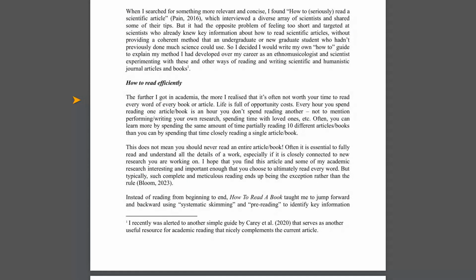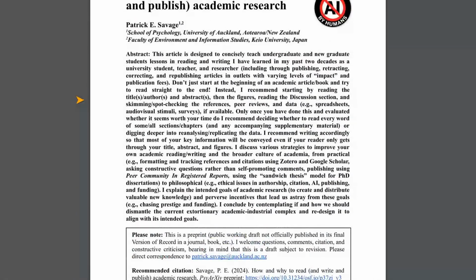This paper offers a super smart way to tackle academic research, kind of like giving you a cheat code for understanding complex studies without getting lost in the weeds. So instead of that daunting beginning-to-end approach, the author suggests starting with the title and the abstract. The abstract is like a tiny summary of the whole paper. Then you jump straight to the figures, those graphs and charts. They often tell a huge part of the story visually.